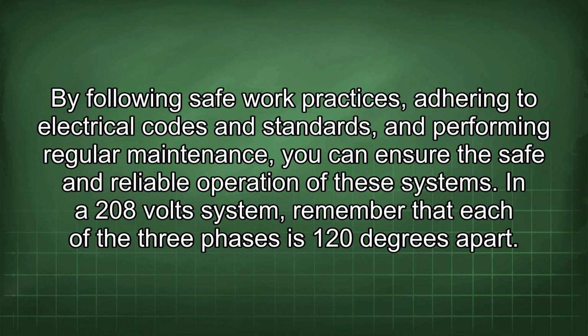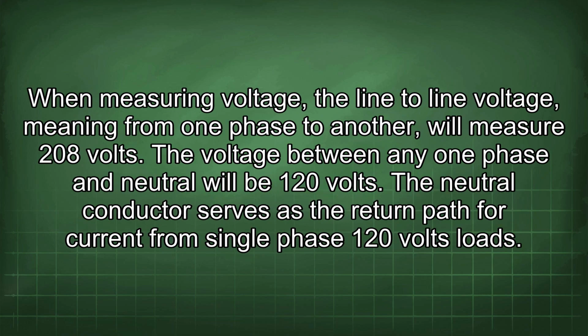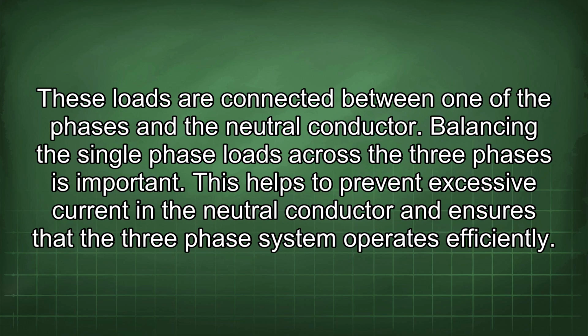In a 208 volt system, remember that each of the three phases is 120 degrees apart. When measuring voltage, the line-to-line voltage, meaning from one phase to another, will measure 208 volts. The voltage between any one phase and neutral will be 120 volts. The neutral conductor serves as the return path for current from single-phase 120 volts loads. These loads are connected between one of the phases and the neutral conductor.